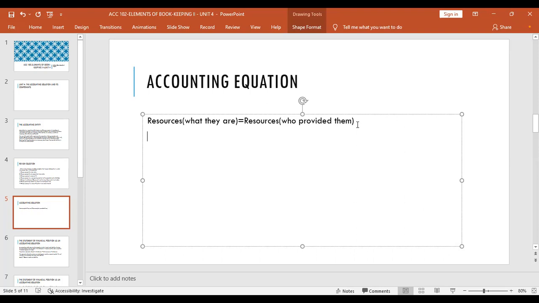In a situation where the owners provided 100% of the resources, this is how the equation will look: assets is equal to capital. Simple. All the money being spent in the business is from the owners. So assets is equal to capital. For many SMEs, small and medium scale enterprises, this is actually the accounting equation. All the assets of the organization are provided by the sole proprietor.